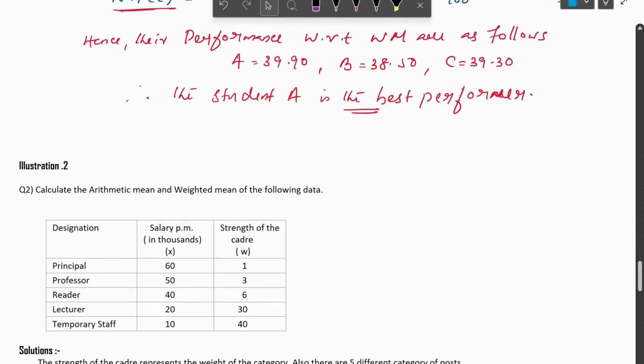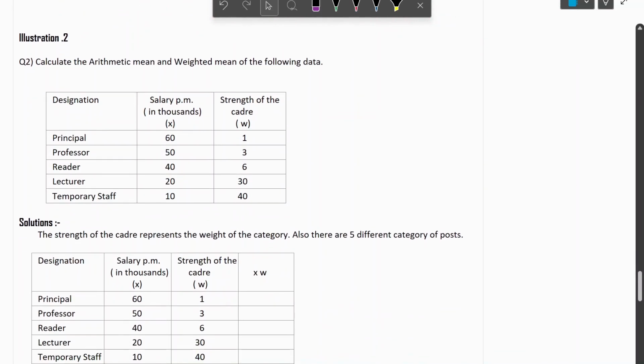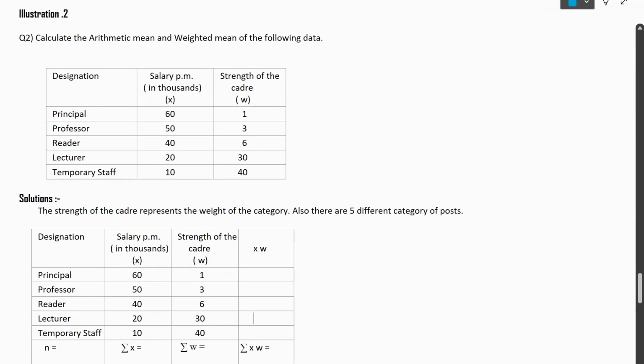Now we will consider one more example. I'll show you how to do it column wise. That is the easiest way of doing it. Depending upon your preference, you can do it, but I will show you how you are going to complete it. This is also an easy way to do it. Therefore, consider the example. This is example number 3. See here, calculate the arithmetic mean and weighted mean of the following.